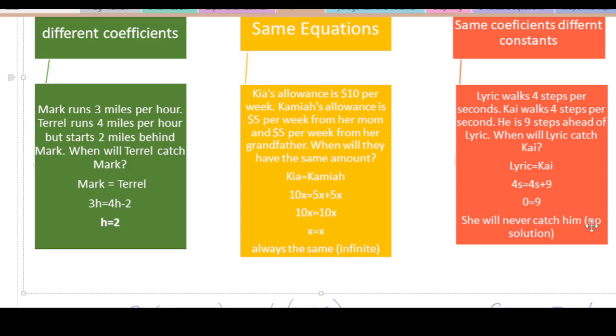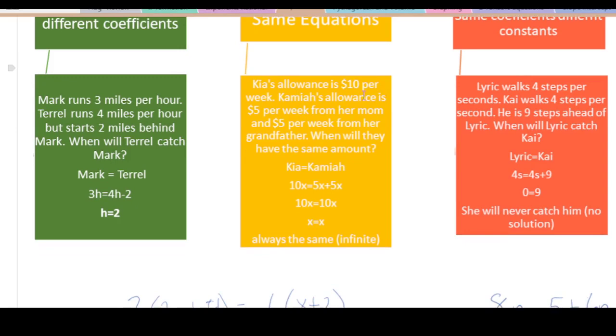All right. In the second situation, we're looking at Kia's allowance, which is $10 per week. Kamaya's allowance is $5 per week from her mom and $5 per week from her grandfather. When will they have the same amount? So again, we're looking for when these values are equal. So 10x is what Kia's making, and then Kamaya's getting 5x plus 5x. But when we combine like terms, we see that we have two equations that are exactly the same. And so this is infinite solutions because every week they'll have the same amount.